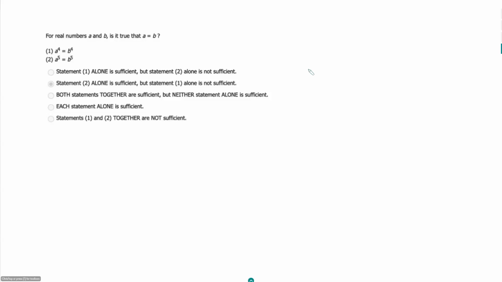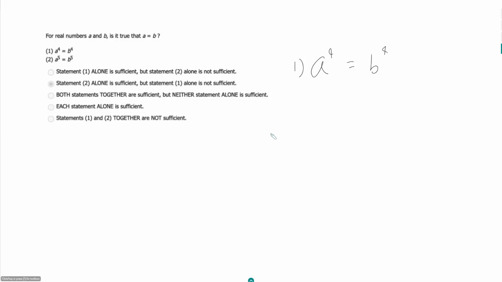For real numbers a and b, is it true that a is equal to b? Okay, so we need to look at our statements to find out something about a and b. So statement 1 says a to the 4th is equal to b to the 4th. So this just requires some basic knowledge of your properties of exponents.